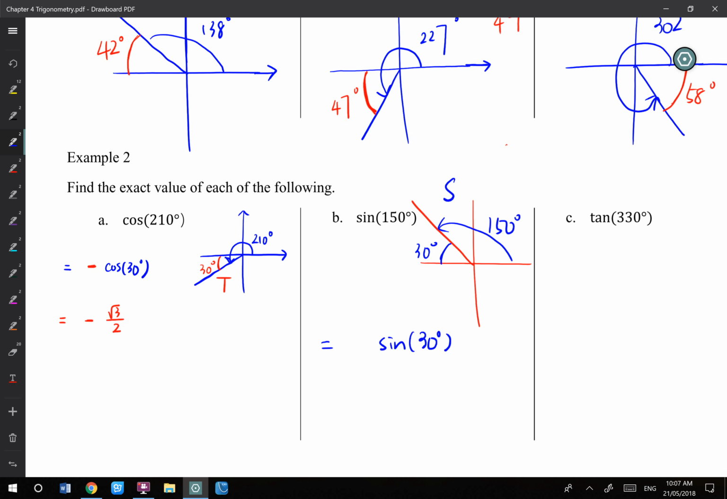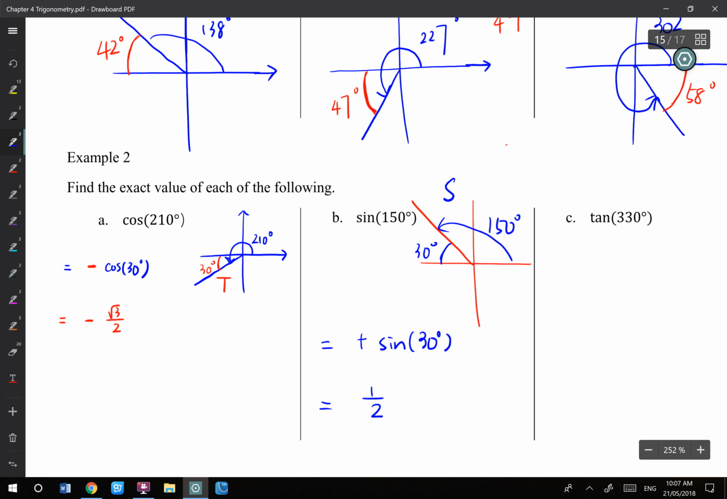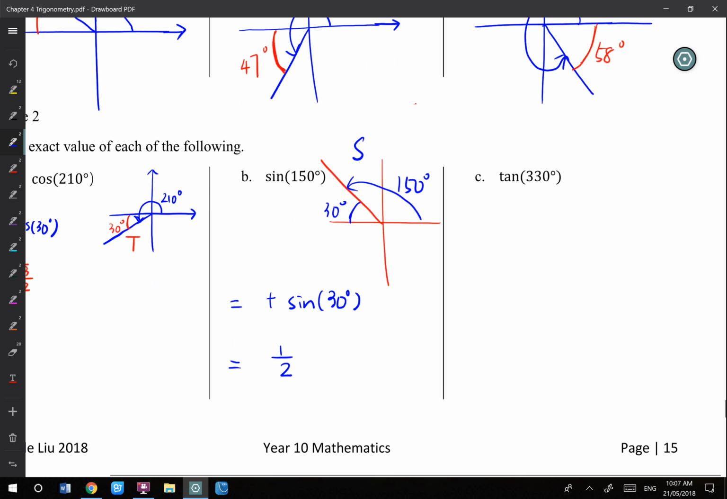And also we test the quadrant. Sine 30 now is a positive value. Do you think sine 150 should be positive or negative? It is in the sine quadrant, so it should be positive. So we keep it as positive. So sine 150 equals sine 30, and that's a half.